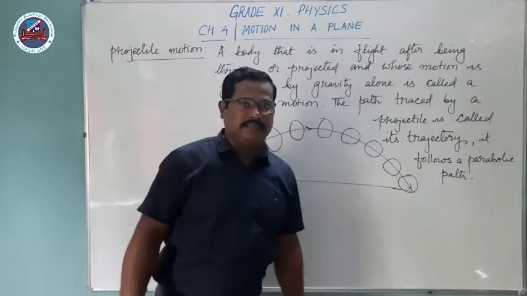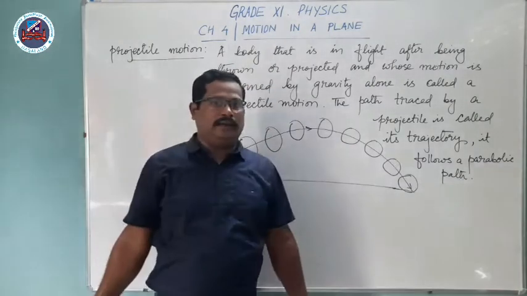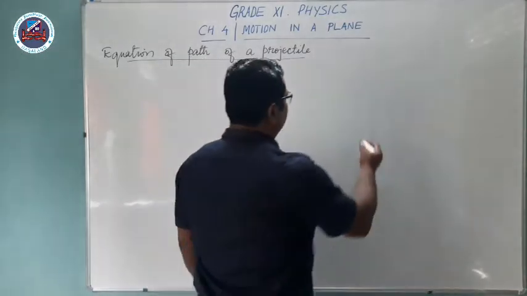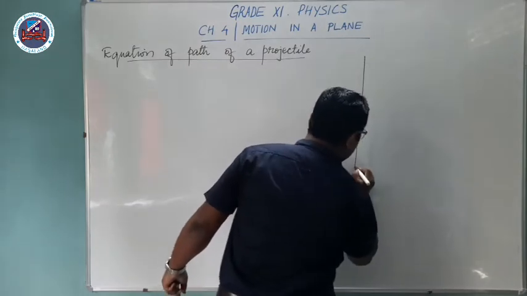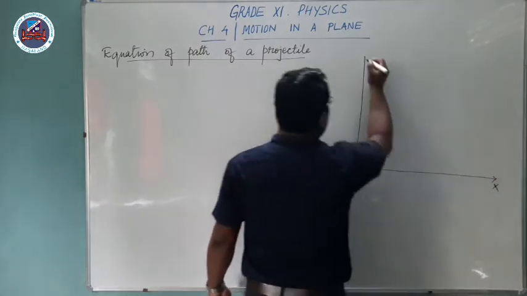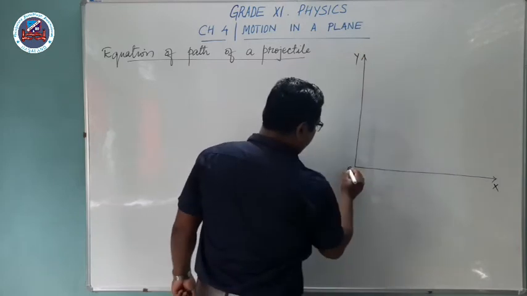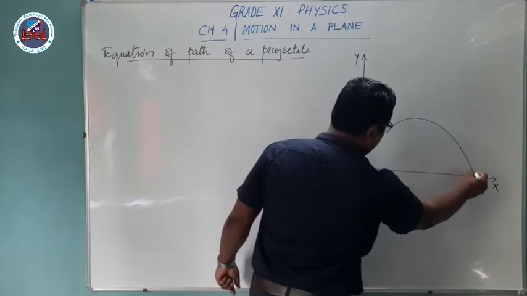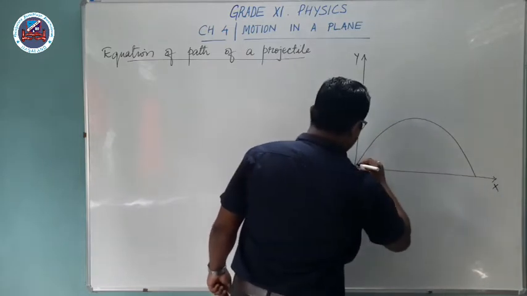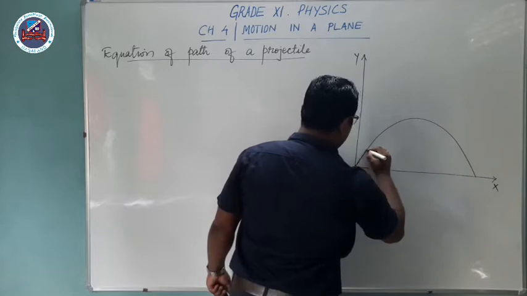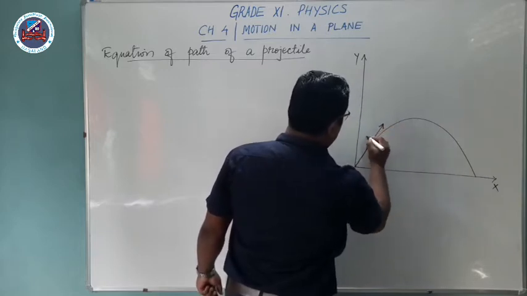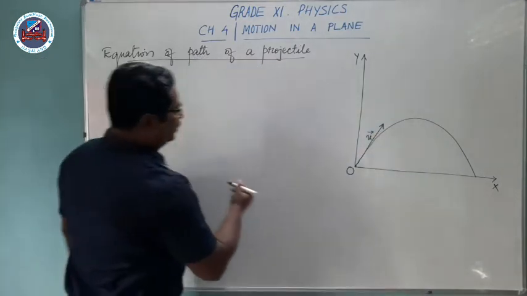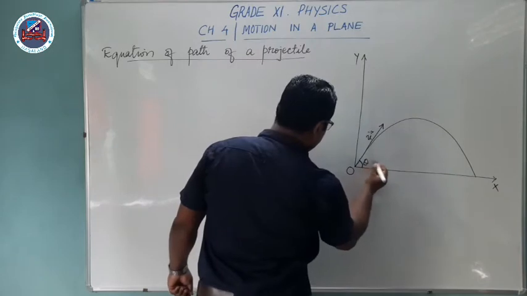Now mathematically, let us see how the path of a projectile is a parabola. Now let us see the equation of path of a projectile. We'll take it like this: y-axis and x-axis. This is the origin. Suppose a body is projected or thrown with an initial velocity u, at an angle theta with the horizontal.